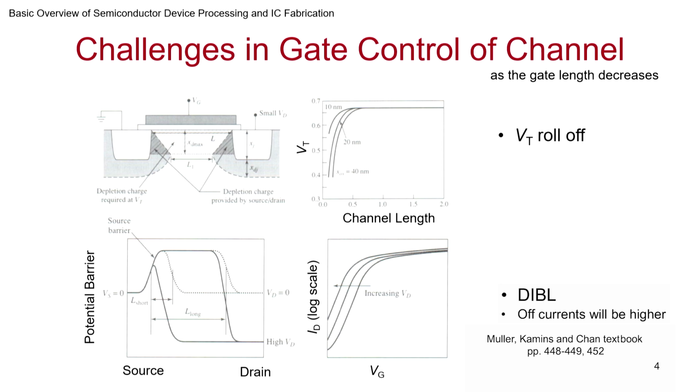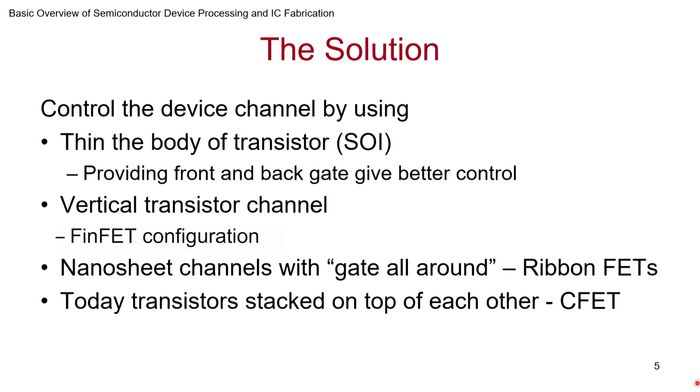So you want to avoid this. Essentially what you need to do is, you should be able to control the device channel by the gate bias. So what do you do for that? People tried various things. They limited the volume that is there in the transistor. So they used a thin body transistor, but that led to some other issues because it was a floating body. So what they did was they ended up providing front and back gate to give better control.